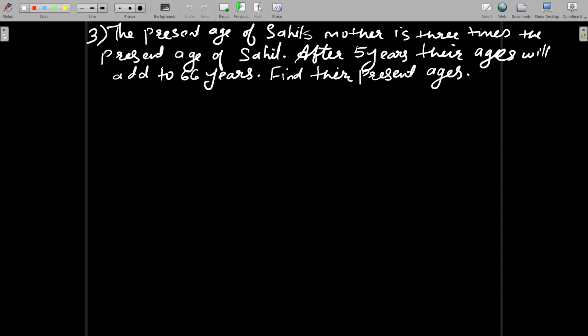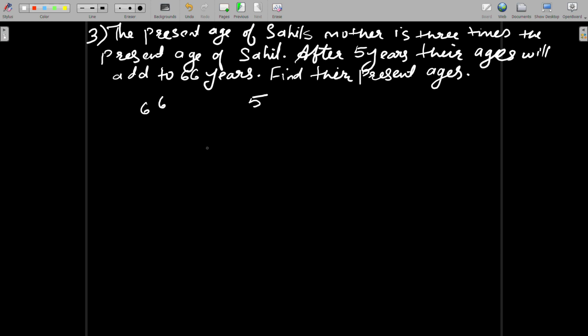Now in the example, what is being asked is that the present age of Sahil's mother is 3 times the present age of Sahil. After 5 years, their ages will add to 66 years. Find their present ages. So see, here, after 5 years, their ages will add to 66 years. How? When? After 5 years. Now at present, Sahil's mother's age is 3 times the present age of Sahil.